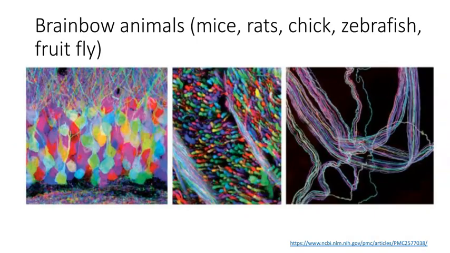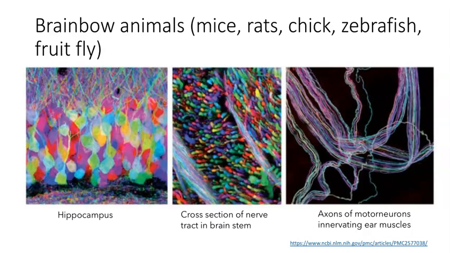Let me close by telling you about one more technique. These are Brainbow animals, which have been generated in order to help study connectivity in the brain. And what we're looking at here are images that have been taken through various sections of the brain, the hippocampus, a cross-section through the nerve tract and the brainstem, and these motor neurons that are innervating ear muscles. Each of the neurons is expressing a unique color. And this has made it possible then to look at a very crowded area like the dentate gyrus of the hippocampus and identify individual neurons even if they have overlapping patterns.